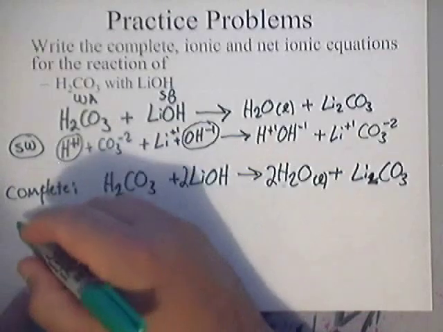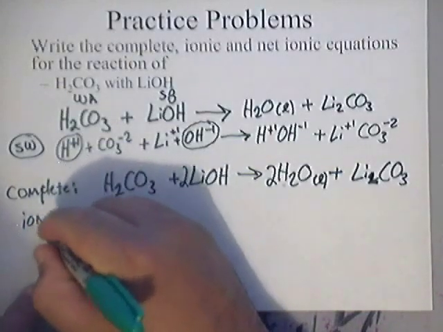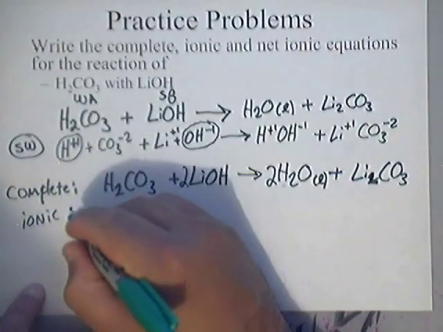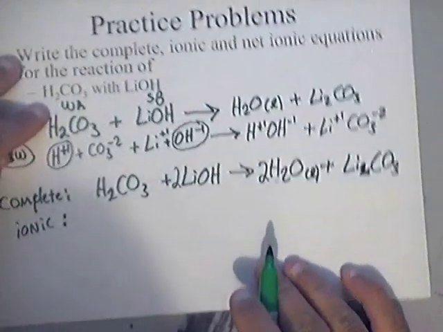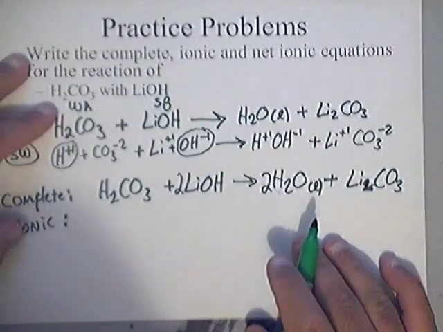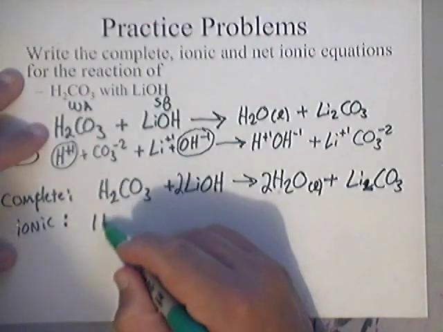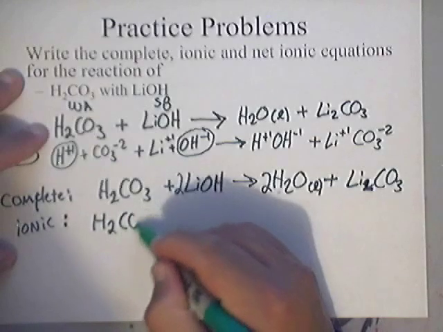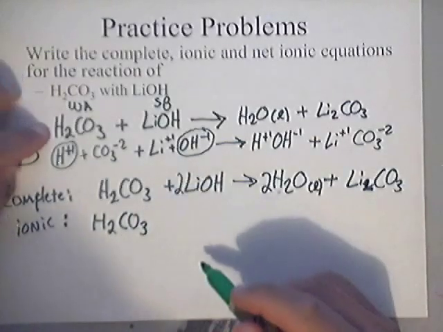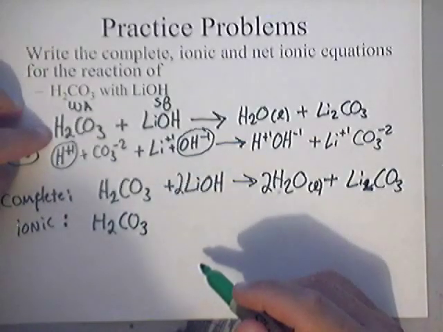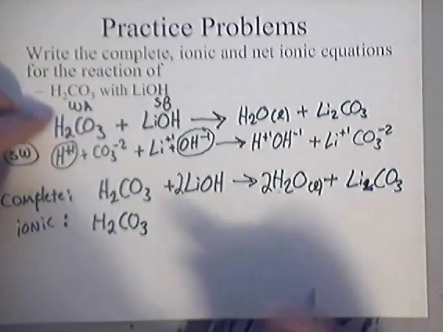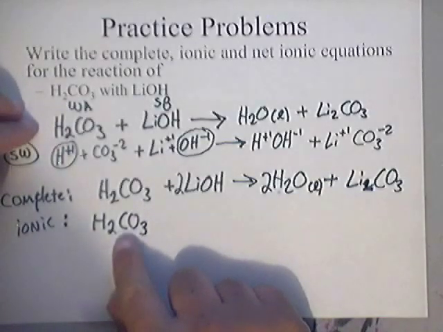Alright, let's get the ionic. Now, be careful here. Here's the rule. If they're weak acids, when you get ready to write the ionic equation, you do not dissociate them into ions. So this will stay intact, H2CO3, because we do not break down weak acids into ions. Okay, that's why I left it intact here.